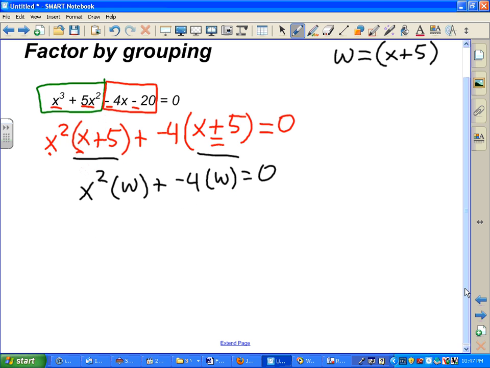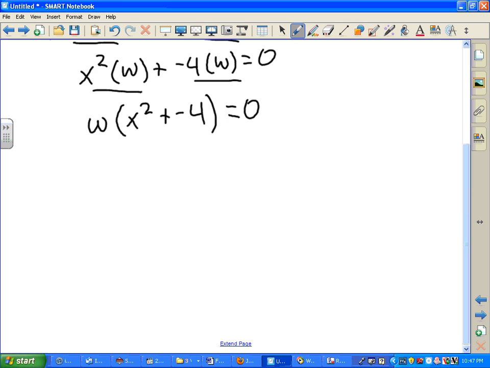Now, what's common in both of these? Well, a w. So if I factor that out, I end up with w times x squared plus a negative 4 equals 0. Right? All the w's come out. Now, I've got it down to a multiplication problem. And I've got this piece down to a quadratic. I can now solve it.